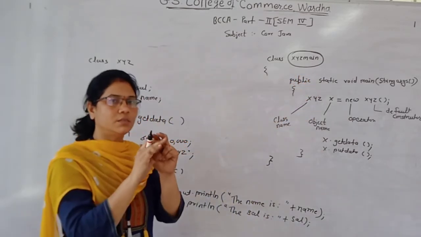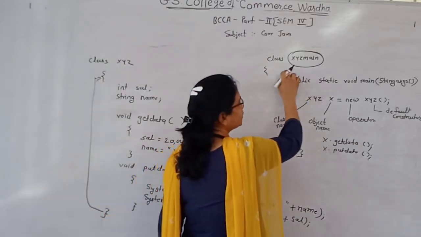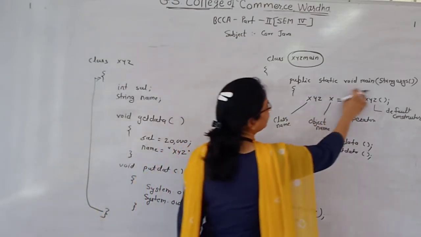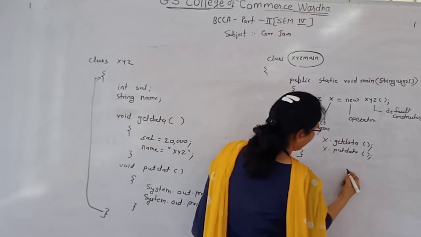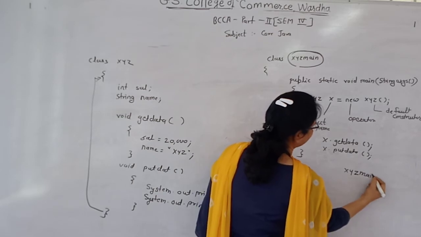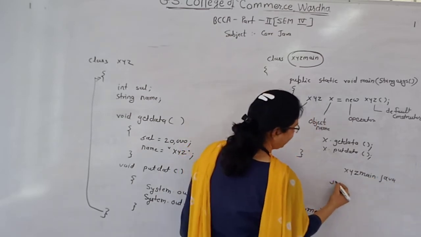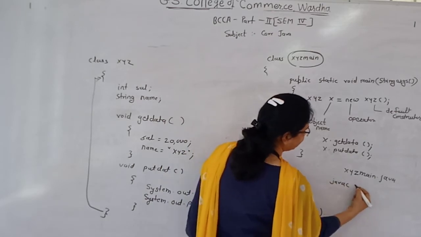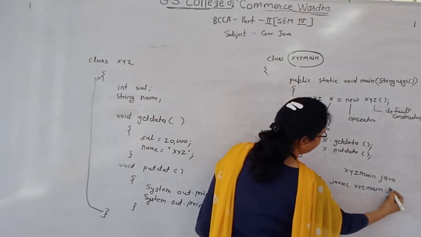The simplest way is to store the program using the class name which has the main function. Here the main function is included in class XYZ main. So we have to store that particular program as XYZ main dot java. After that we have to compile it by using the JDK tool: javac XYZ main dot java.